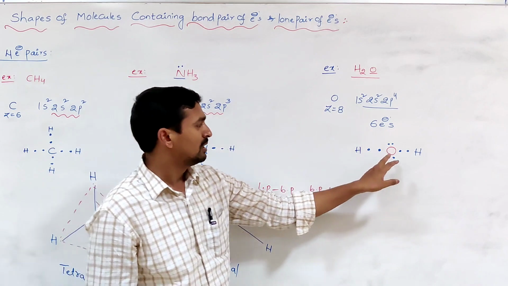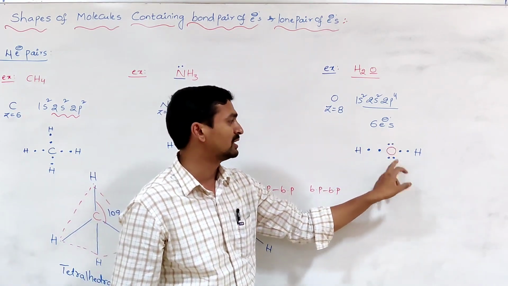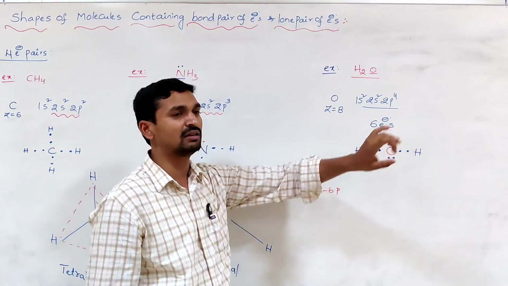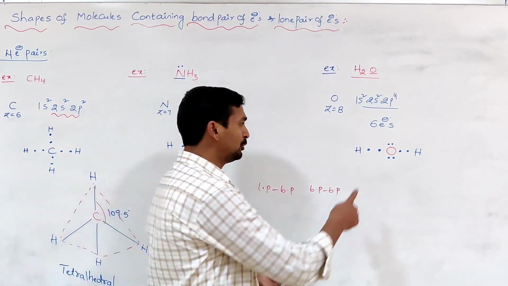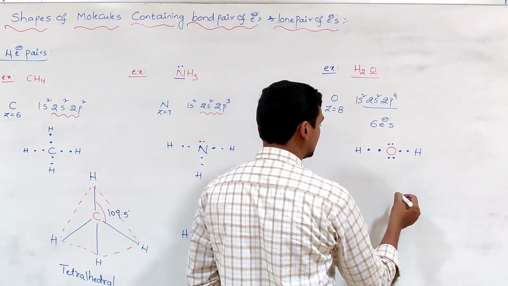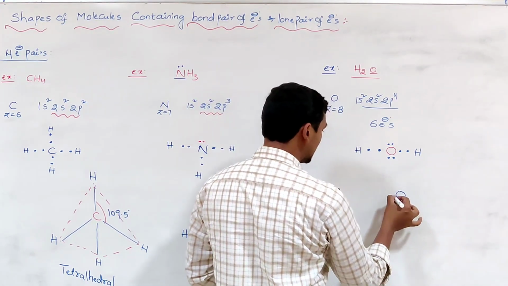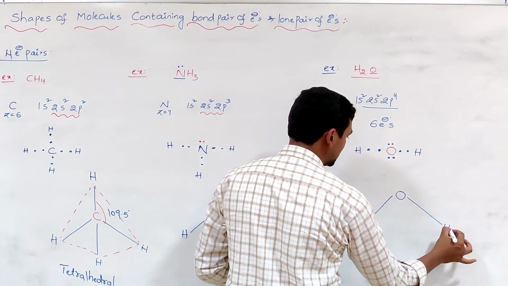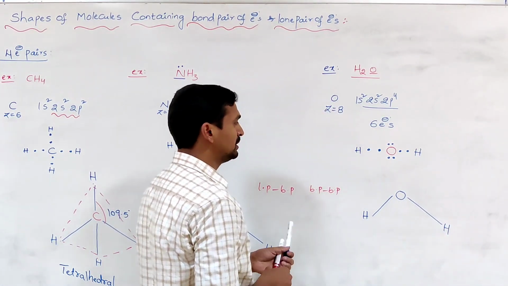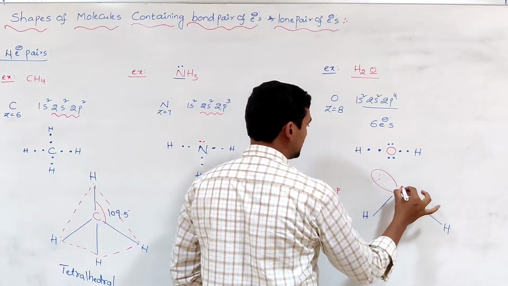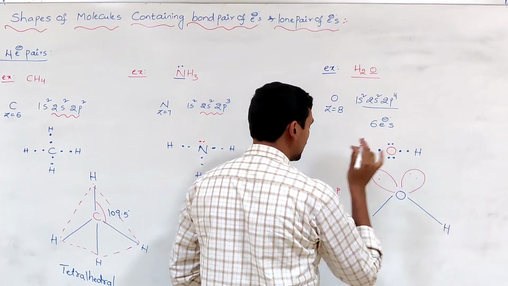No. Because in the central atom, the lone pair of electrons is present. That lone pair of electrons always distorts the regular geometry. That's why, due to the presence of the lone pair of electrons on the central oxygen atom, the molecule adopts which geometry? The angular shape, or bent shape, or V shape. The 2 pairs of electrons are present as lone pairs of electrons.